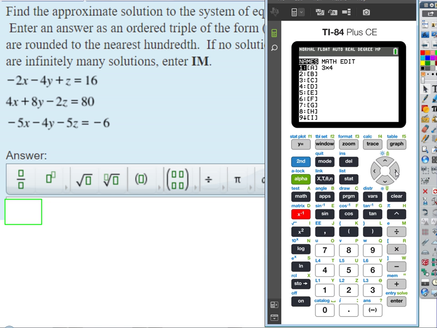So where do I go? Second matrix, math, B. And I can even just skip and just go B like that, right? Alpha B, and it pops it in there for me.